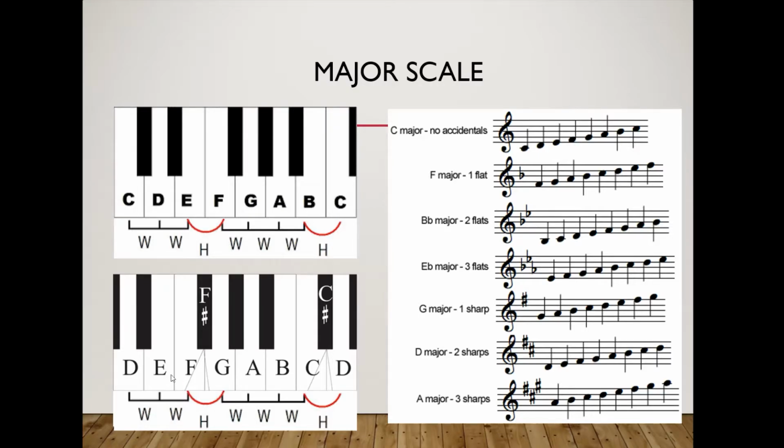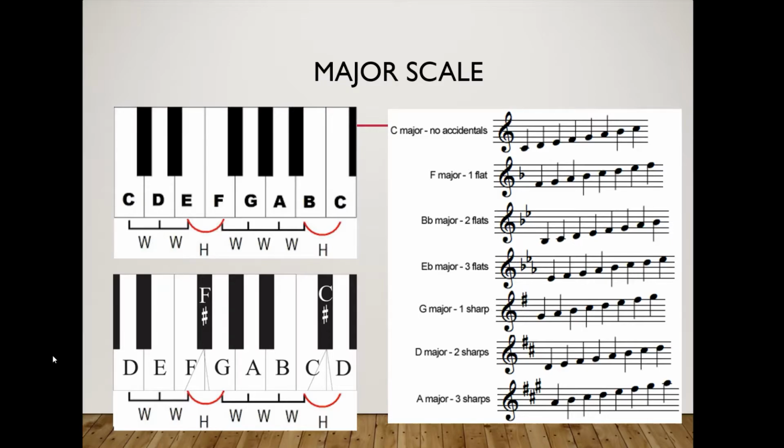So, for example, let's start on D. We're going to start on D to E, right? So, whole step. Then we have another whole step to F sharp, right? So, whole step, then half step to G, whole step, whole step to C sharp, and D. So in this case, we had to use some accidentals, F sharp and C sharp, in order to maintain that whole step, half step pattern.